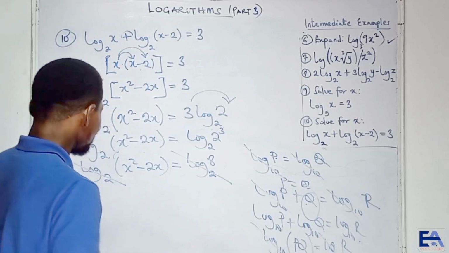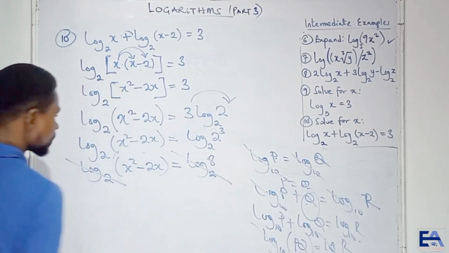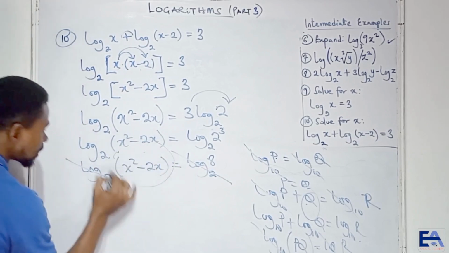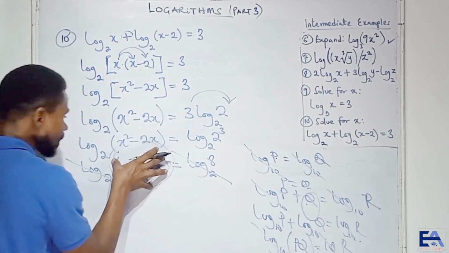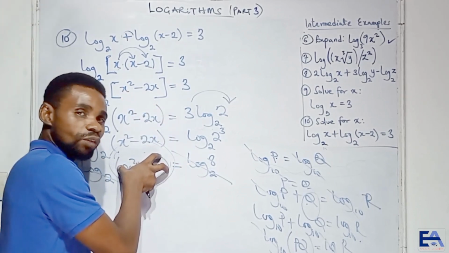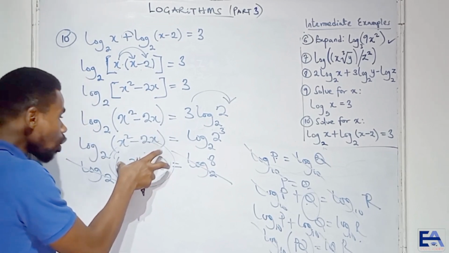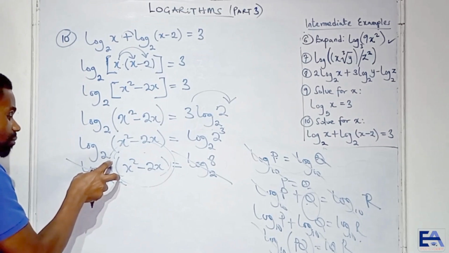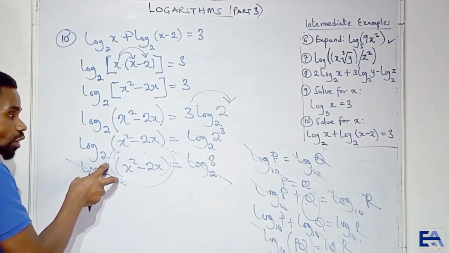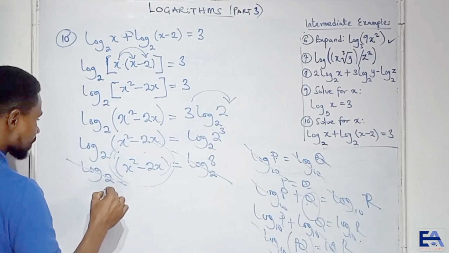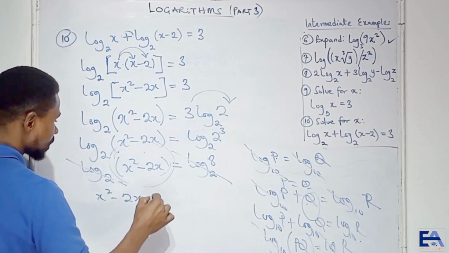Okay? All right, then we have this and we have this. So this cancels out because it is just a logarithm governing the whole of this thing. Everything here is seen as a single entity because they are under the umbrella of a bracket. All of them are submitted to log 2. So you now have x squared minus 2x is equal to 8.